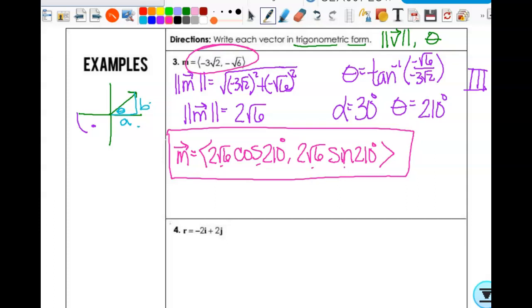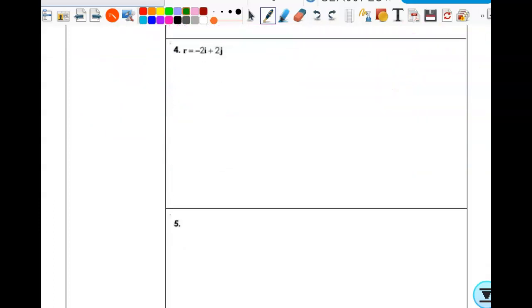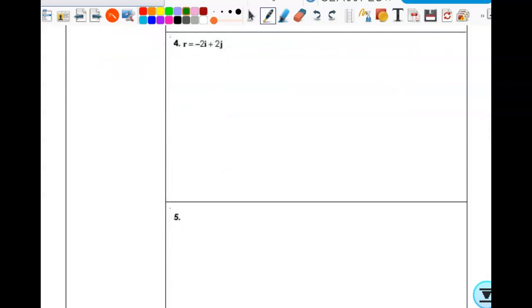You good? Okay. So let's look at number 4. Number 4, it's given to me in linear combination form. What would the component form of this vector be? It's super easy. Don't make it too hard. Negative 2, 2. That's all it is. Right? It's super easy.